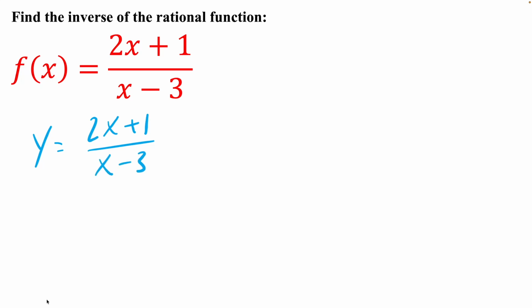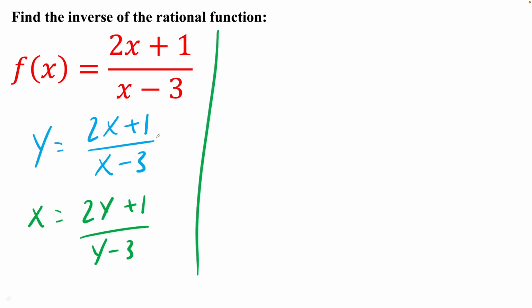The next step, I think inverse, I think reverse. I change my y to an x and my x to a y. This will be our step 2. Now my objective is to get y by itself, so we've got to do a little bit of rearrangement. What I'm going to do now is multiply this piece by y minus 3. I did it to the right, so I have to also do it to the left, y minus 3.